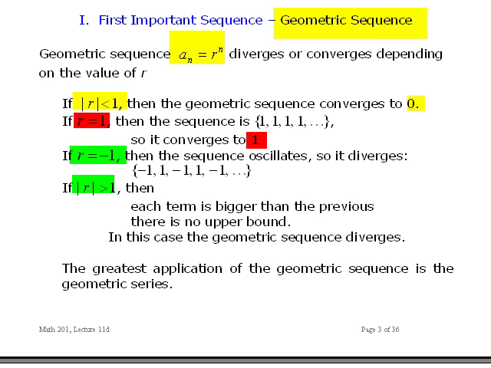And if the absolute value of r is greater than 1, that means r is strictly greater than 1 or strictly less than minus 1, then each term is bigger and bigger than the previous term. So it's an increasing sequence, but there is no upper bound. In this case, the geometric sequence diverges. The proof for all these is given in the textbook, and also I think I gave it for homework too. So here's your geometric sequence, r, a constant, raised to the power n. And it converges or diverges depending on the value of r.